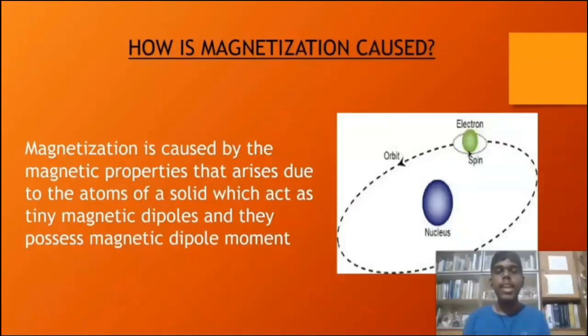Hello everyone, my name is Ivan Travasos and I will be presenting on the topic, how is magnetization caused? Magnetization is caused by the magnetic properties that arise due to atoms of a solid which act as tiny magnetic dipoles, and they possess magnetic dipole moment. Based on magnetic dipole moment, they are classified into three types: orbital motion of electron, electron spin, and nuclear spin.